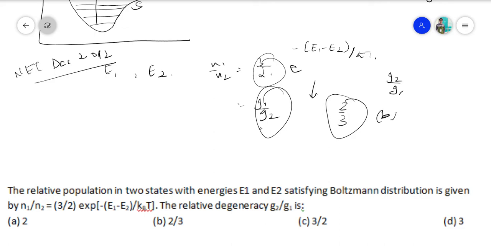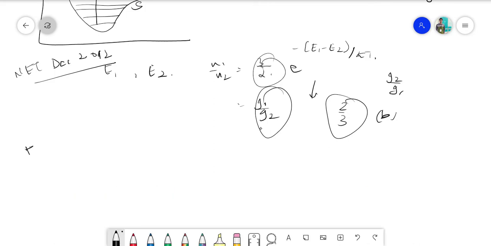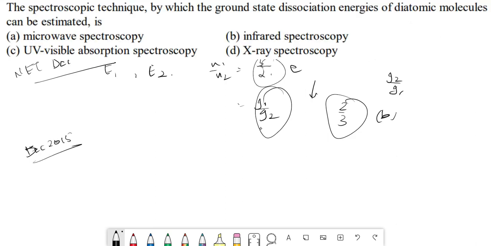There's another question which came in December 2015 and says, the spectroscopy technique by which ground state dissociation energy of diatomic molecules can be estimated. Now, for any dissociation, you always go to IR.